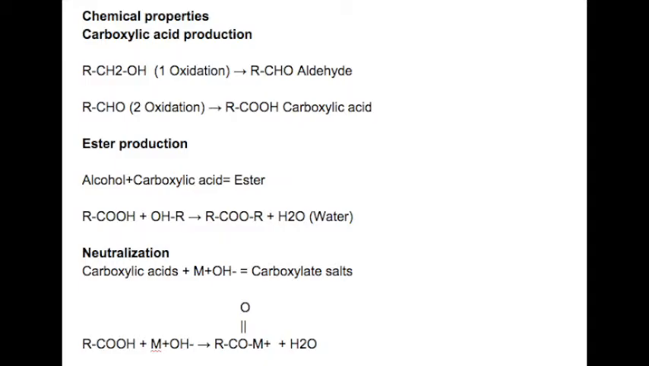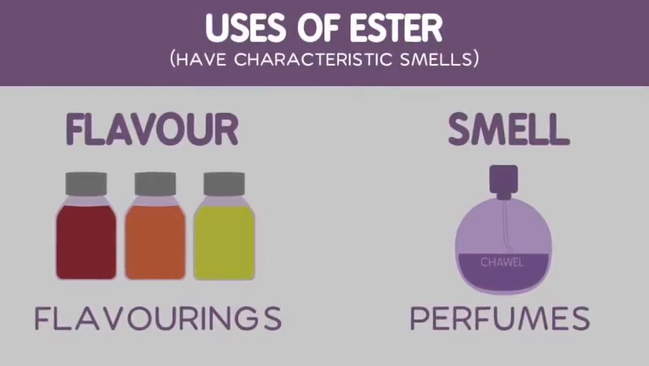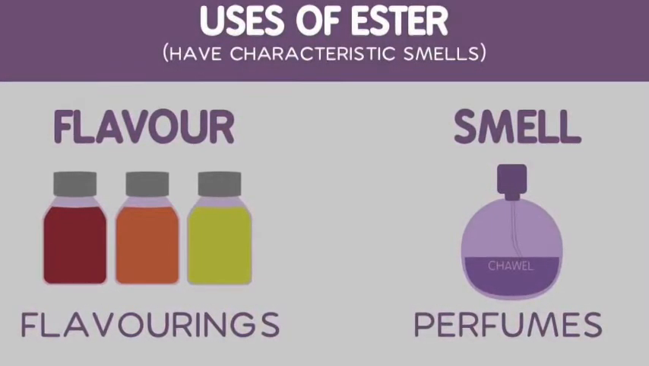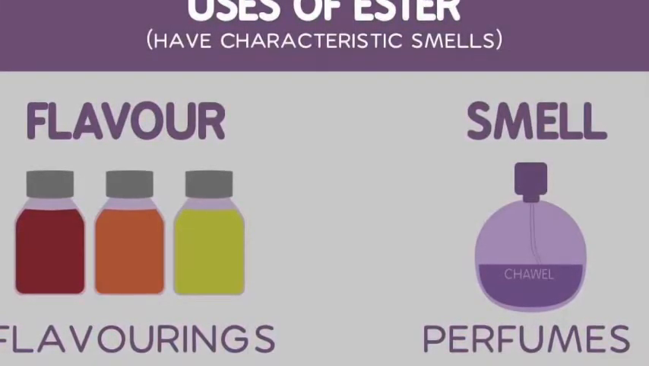Esters: their functional group is a chain attached to a COO continuously by a chain. They have water solubility. If the carbon increases, the solubility decreases. Same at the boiling point. If the carbon increases, the boiling point increases. Some of the characteristics are that they have a pleasant smell and are highly volatile.